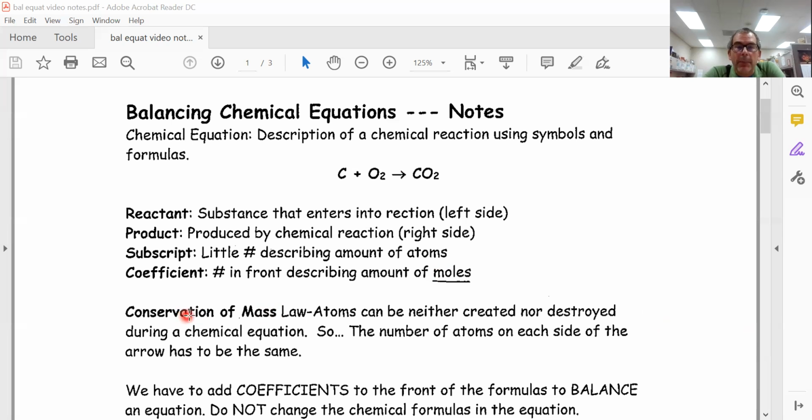Okay, here's the whole thing behind a balanced equation. Old bonds break, new bonds form, but you don't create new atoms or destroy atoms, you just rearrange them. So the atoms are neither created nor destroyed, so the number of atoms of each type are the same on each side. At the end of the day, I should have the same number of carbons on the left and on the right, and the same number of oxygens on the left and on the right. In this case, I have 1 carbon here, 1 carbon here. I have 2 oxygens here, 2 oxygens here. So that is already a balanced chemical equation.